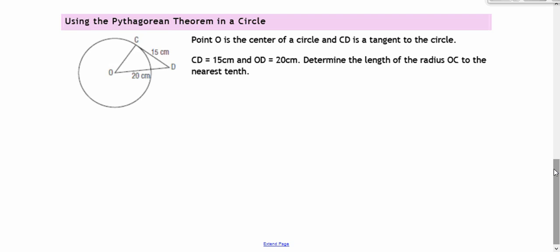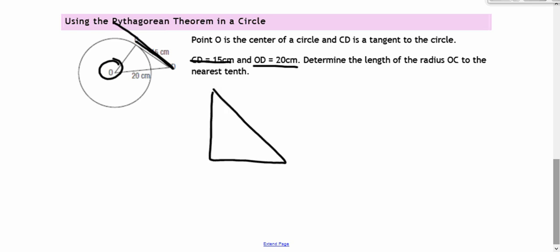Now we're going to use the Pythagorean theorem in a circle. This is a refresher. We should know how to do this. Point O is the center of the circle. CD is tangent to the circle. CD is equal to 15 centimeters. OD is equal to 20 centimeters. Determine the length. That's super simple. Let's draw out our triangle away from the circle. We have C, where it creates our right angle, 20 centimeters, this is our hypotenuse, 15, D, and O.